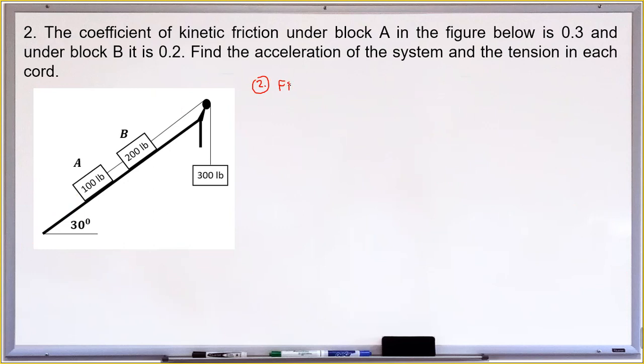So, FBD for block B. Again, let's consider object B as a particle. Then, what are the forces that act on our particle B? So, its weight, that is 200. We resolve the components, perpendicular and parallel to the surface of the inclined plane. This is 30 degrees. So, we have 200 sine 30. Then we also have 200 cosine 30 degrees.